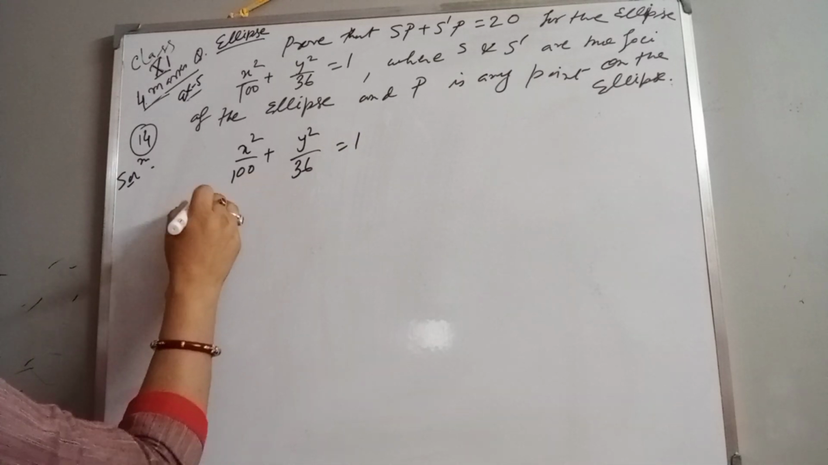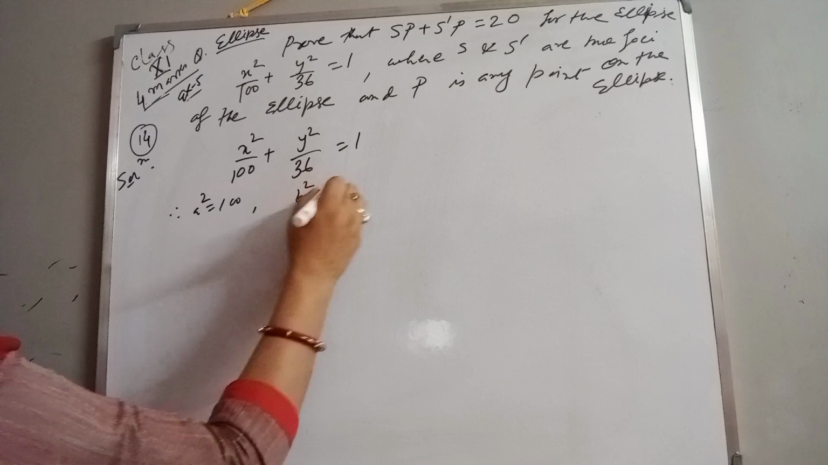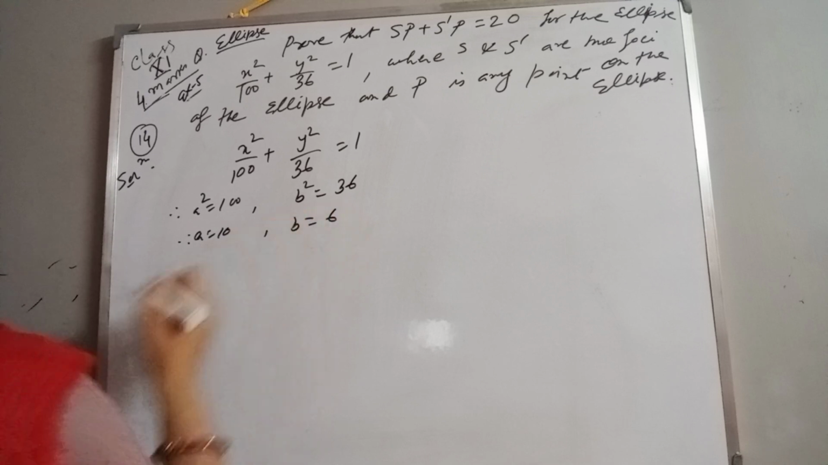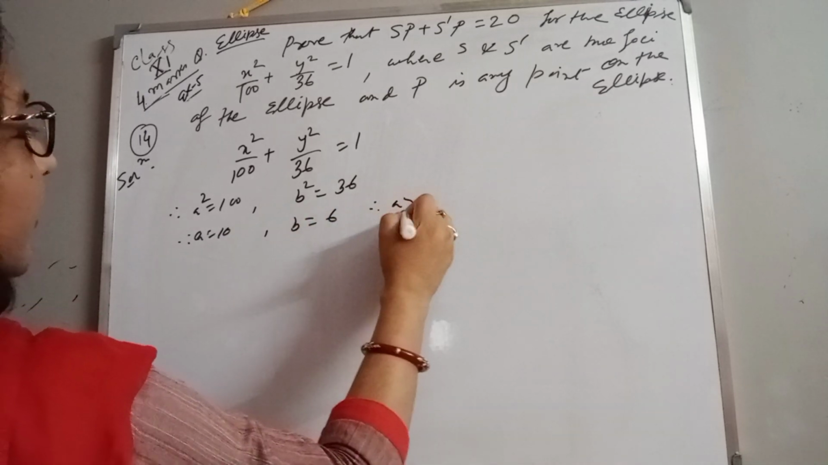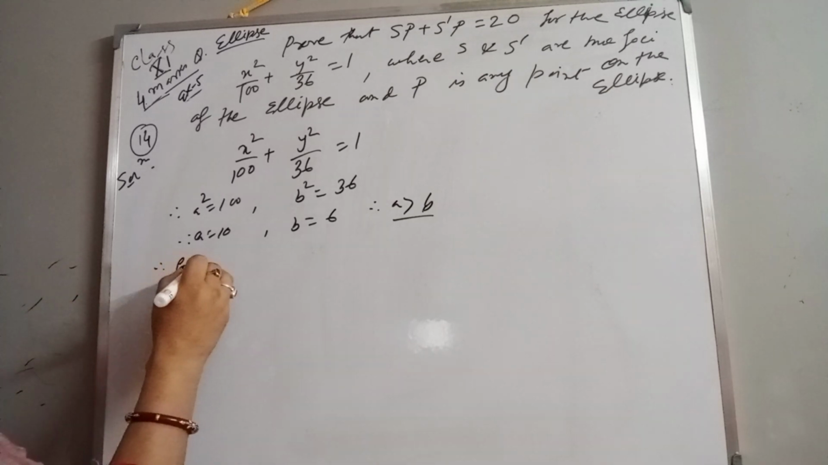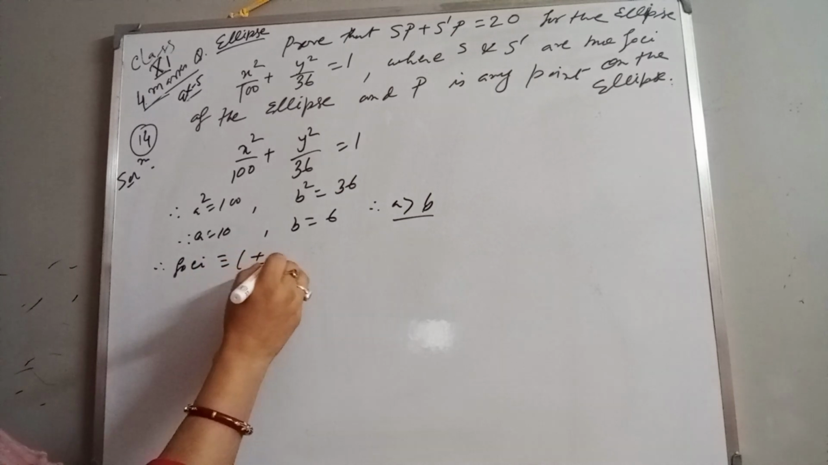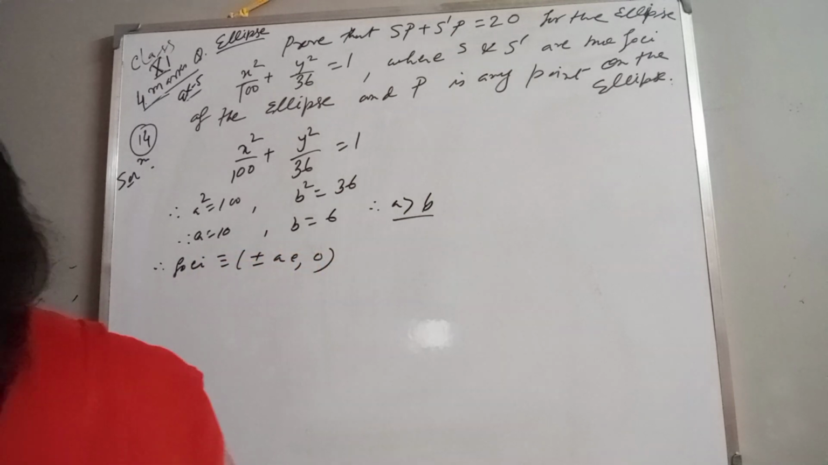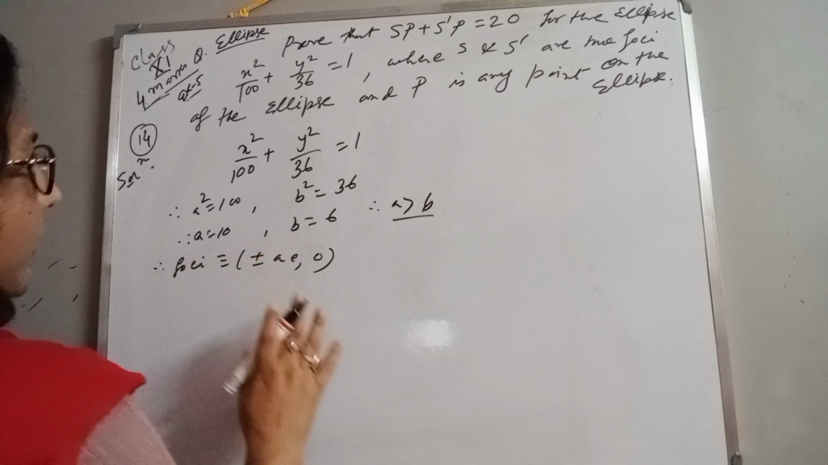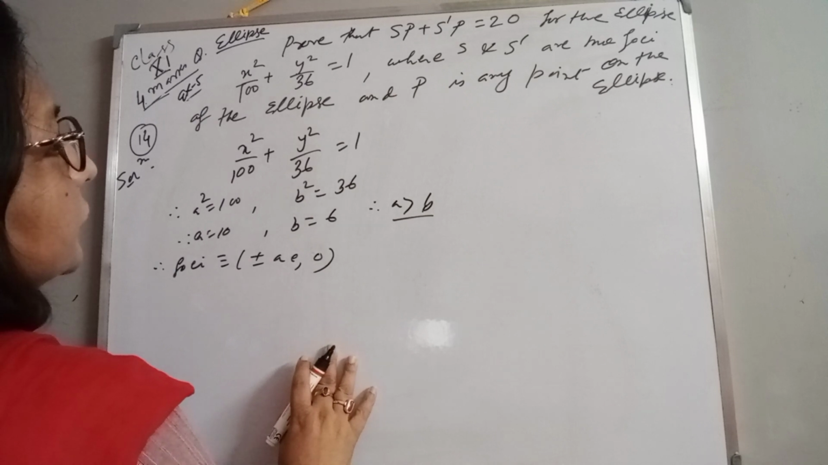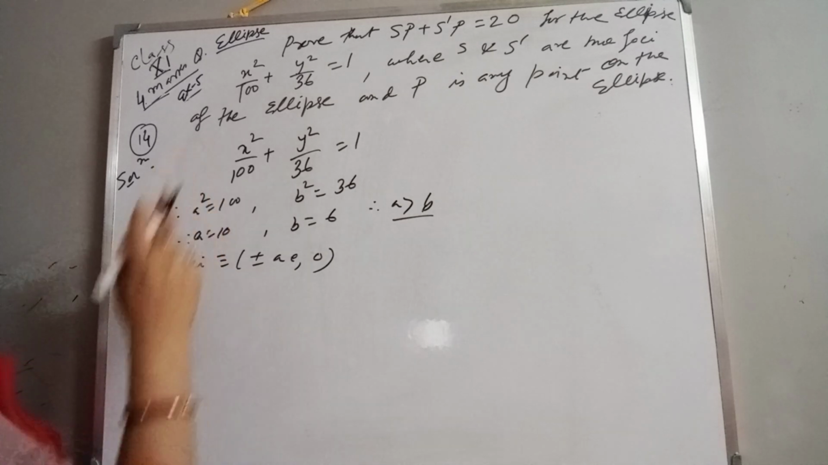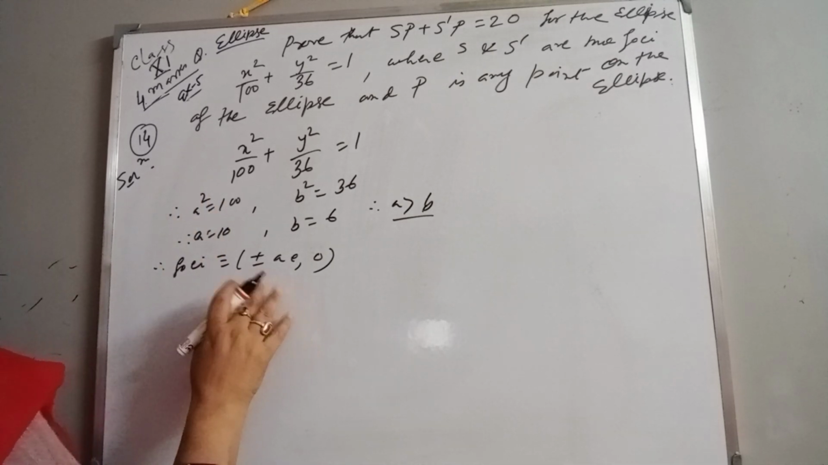From here we can write a square is 100 and b square is 36. So a is 10 and b is 6. Therefore obviously a is greater than b. Now foci will be what? When a is greater than b, the foci should be plus minus ae comma 0. So a we know, e we don't know. We have to know these S and S dashed points, otherwise we cannot prove this. So e we have to find.